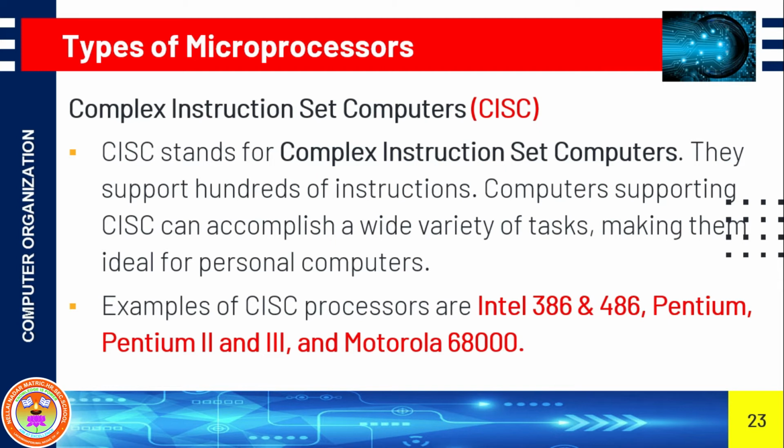So based on the classification of microprocessors, we are dividing by two methods. One is the width of the data that can be processed. The next one is the number of instruction sets performed inside the microprocessor. So as per these two important classifications, your microprocessor can be categorized. Do you understand, my dear students?